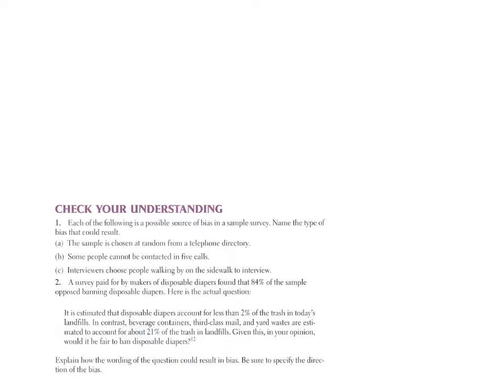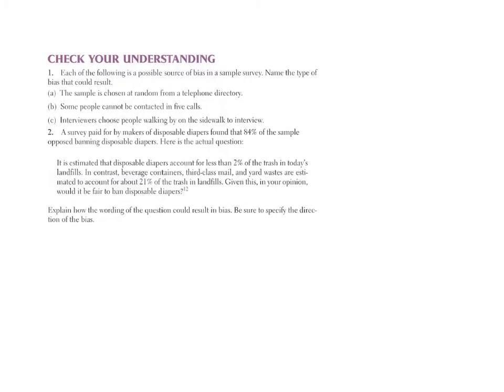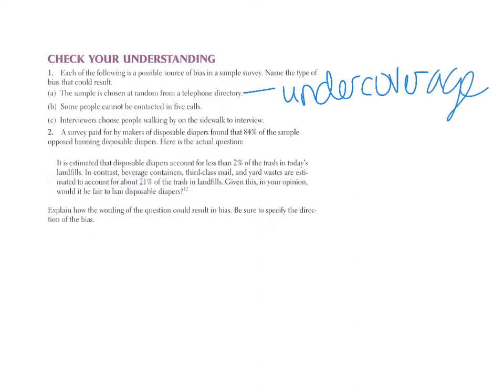Okay, so looking here, number 1, each of the following is a possible source of bias in a sample survey. Name the type of bias that could result. So in the first one, the sample is chosen at random from a telephone directory. So what is our possible source of bias right here? Well, we're most likely here to have undercoverage, because not everybody's listed in the telephone directory.